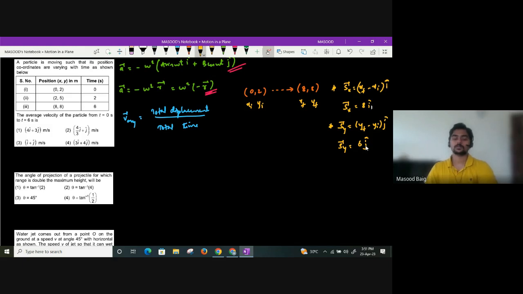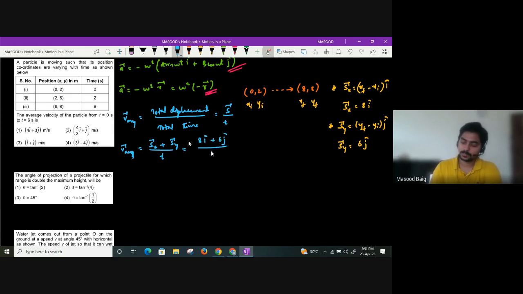Okay. So what is total displacement? I'll write total displacement as S bar divided by total time taken as T. And how can I write S bar, beta? S bar can be written as displacement because it is also a vector quantity. It will follow the principle of superposition. Sx bar plus Sy bar divided by T. What is displacement in x direction? 8 I cap plus in y direction 6 j cap, divided by T, which is how much? 6. So what will I get? 4 by 3 I cap plus j cap. This will be your average velocity.